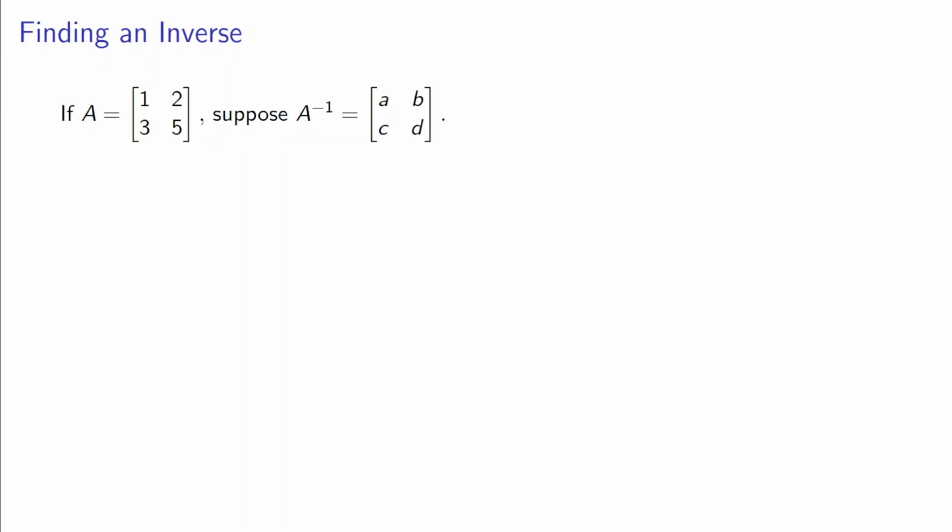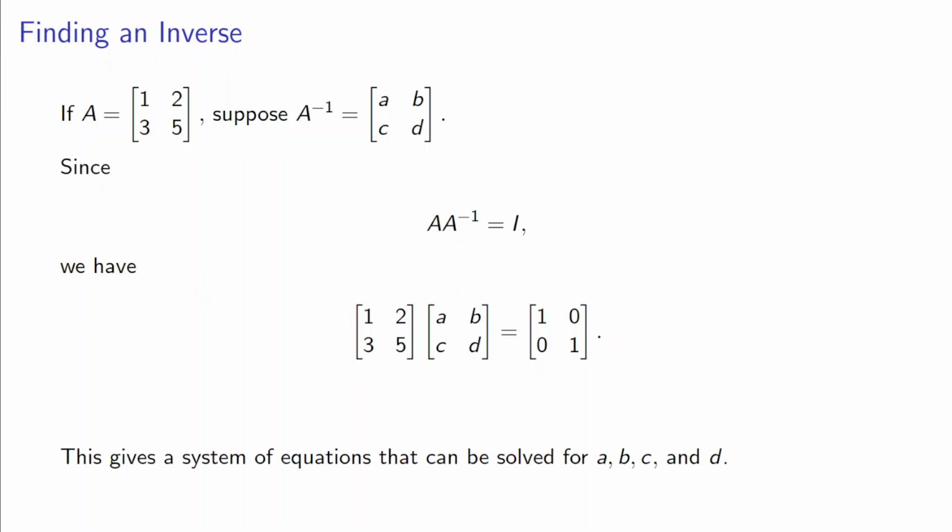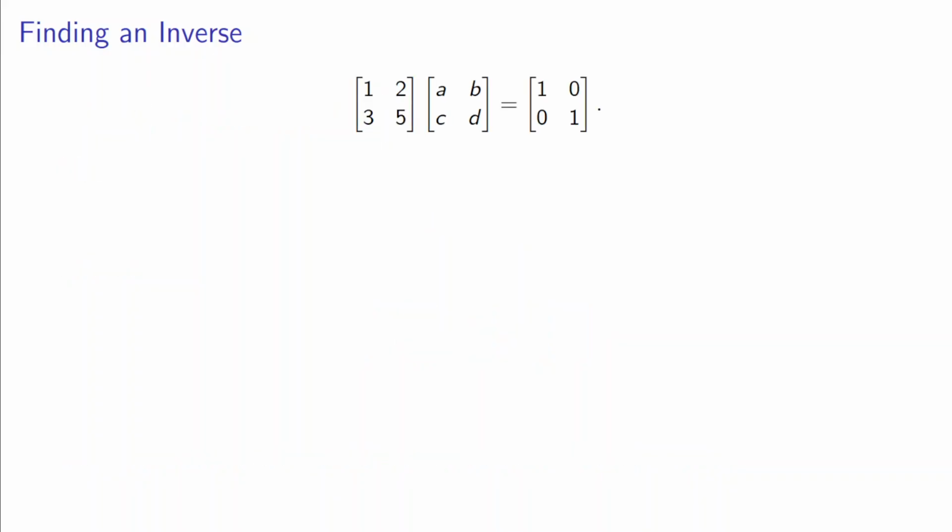So for a 2 by 2 matrix, 1, 2, 3, 5, suppose A inverse is just the matrix a, b, c, d. We know that A times A inverse has to equal the identity, which would mean 1, 2, 3, 5 times a, b, c, d would have to equal the identity. If we do this multiplication, we would get a system of equations that can be solved for a, b, c, and d. So let's see if we can go through that.